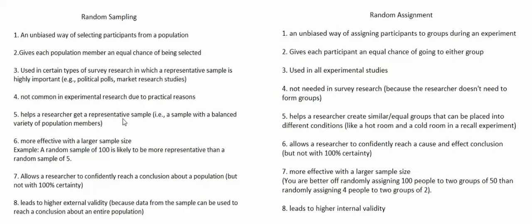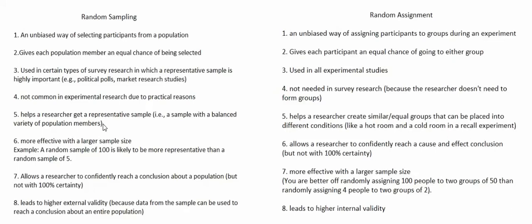I said that random sampling helps a researcher get a representative sample, which is just a balanced variety of population members. So I'm on point 5 now for random sampling. A representative sample is a sample that has the right number of each type of person, the right number of men and the right number of women, the right number of younger people and the right number of older people. And when a researcher takes a random sample, especially a large random sample, the researcher is likely to get a representative sample, or at least a fairly representative sample.